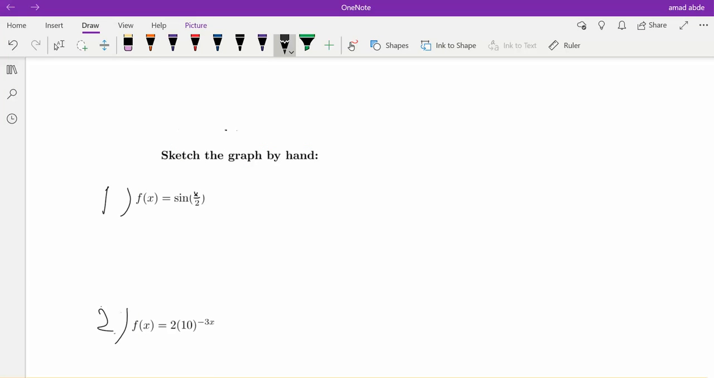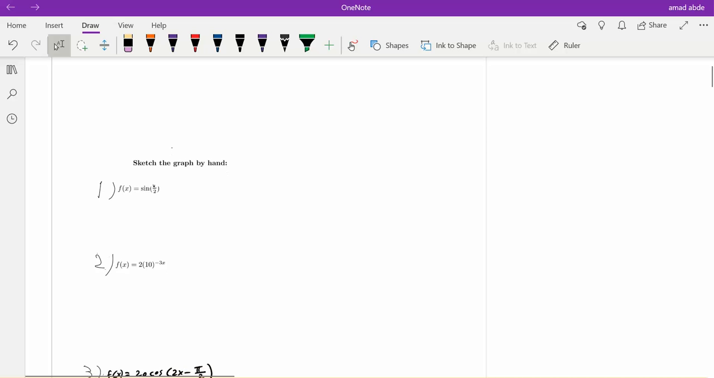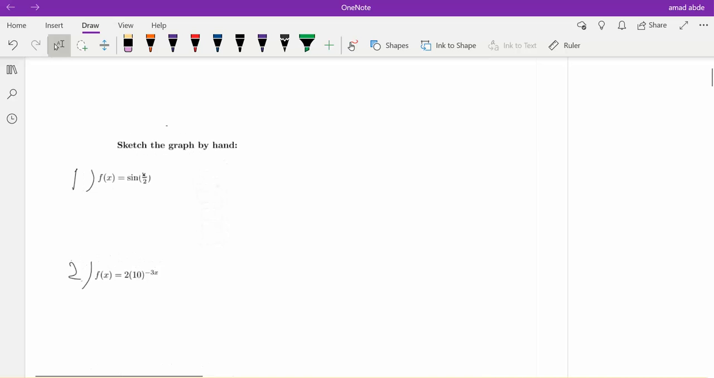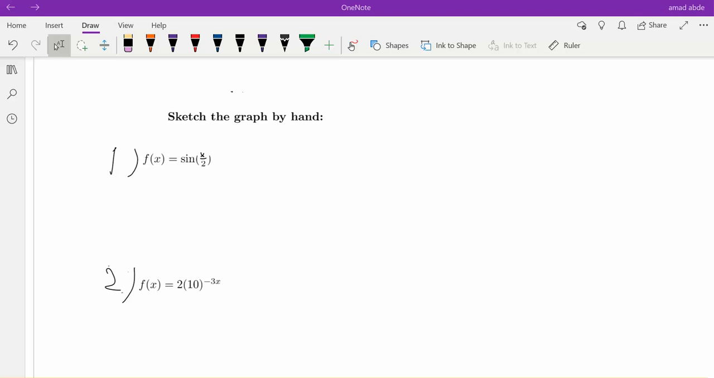Hey, so today we'll be going over Pre-Calc 112 mock exam 3. Alright, let's start with the first question. Okay, so for the first question, they're asking us to sketch and graph sine of x over 2.